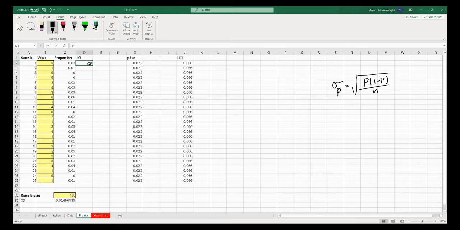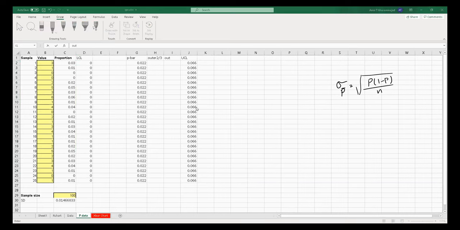Did you do minus 3 standard deviations? So 0.22 minus 3 standard deviations is a negative number. Therefore, we change it to 0. And outer one third close to upper control limit. And again, outer one third close to lower control limit, and outer two third close to control limit.